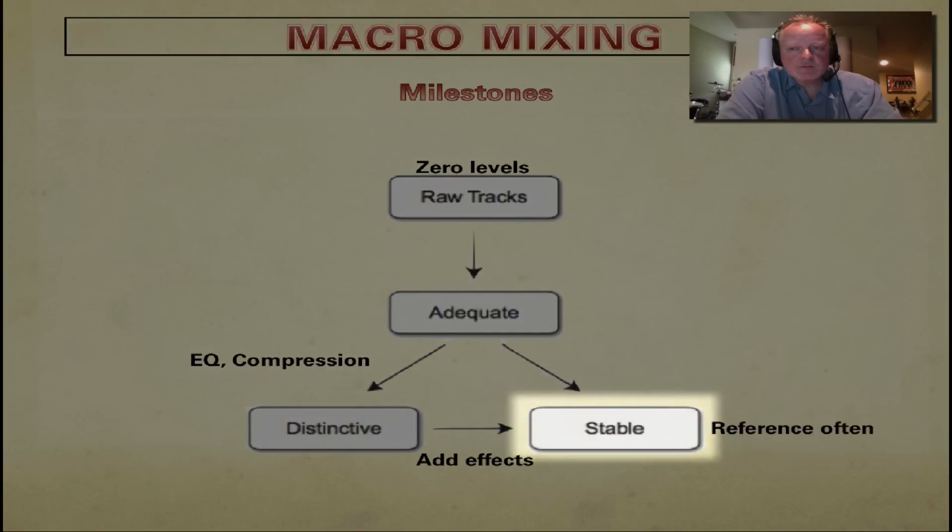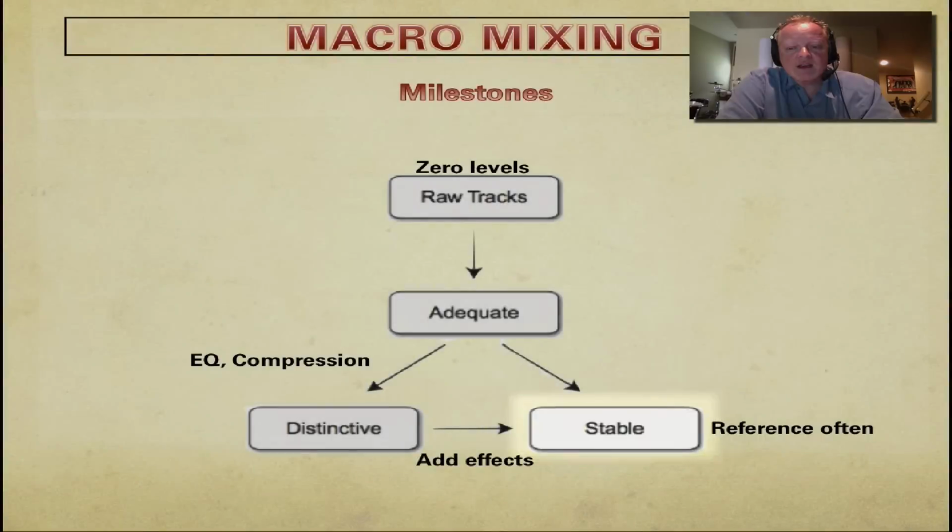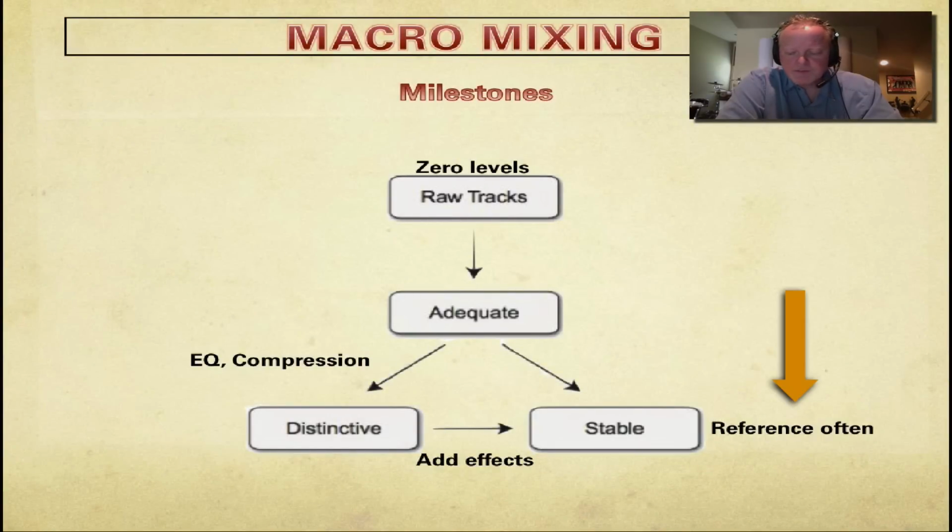At that point, and even in between and before and during the entire process, you should reference as often as possible. Referencing is one of the most important things to achieve a commercially acceptable mix. Keyword being commercially acceptable. Millions of songs have been mixed, and there's a certain standard in what people are used to hearing. We're not reinventing the wheel. We're only trying to get to that level of accuracy, separation, distinction, and sonic quality that these mixes that are playing on radio nowadays are.